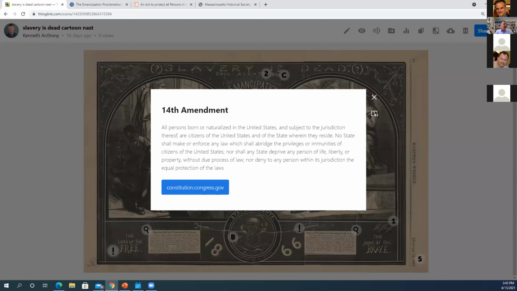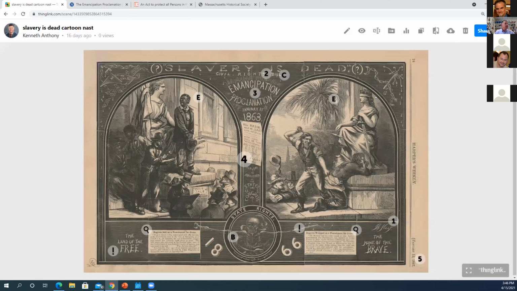And that basically said all persons born and naturalized in the United States. And so that basically verified what Congress had already passed in 1866, and really should have already been just known based upon the way that citizenship was granted back then. It should have been a no-brainer, but it wasn't because of the resistance in the South. And so that's how you can kind of use something like this.